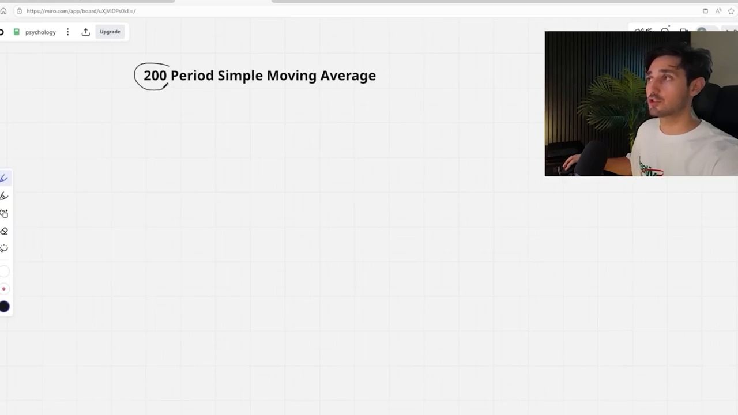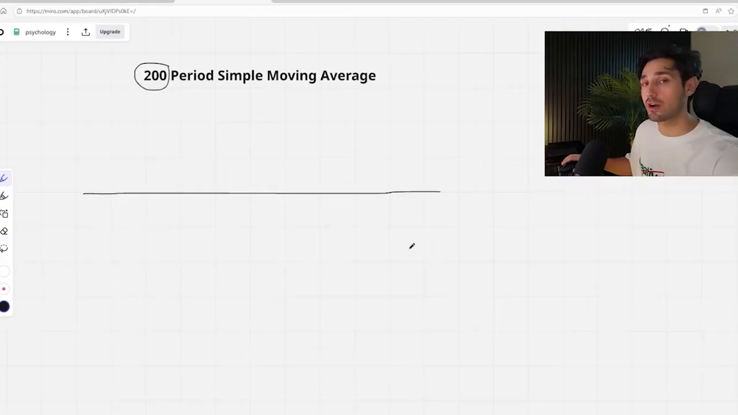Finally, let's talk about the 200 period moving average, and this is actually even simpler. So what we're looking for is a flat 200 period moving average. The 20 MA, we wanted that to be trending, whether it's uptrending or downtrending, and we don't want the 20 MA to be flat. It's the opposite for the 200. We want the 200 period simple moving average to be relatively flat.